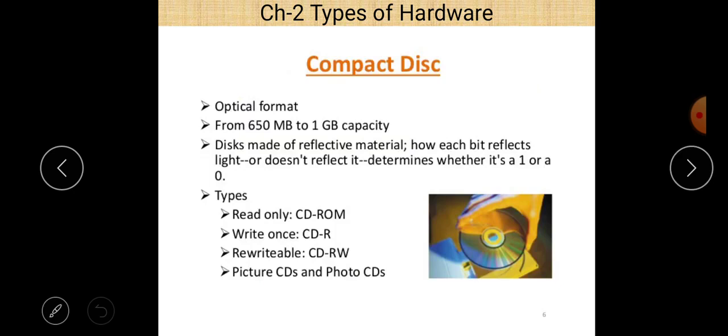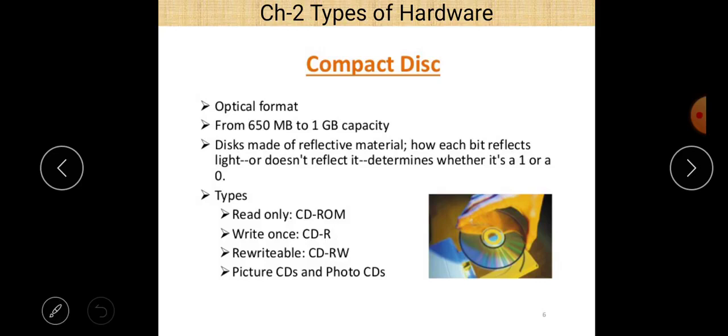Our next topic is compact disk. Compact disk is found in the optical format, and the size is from 650 MB up to 1 GB, and the disk is made of a reflective material. Whether each bit reflects light or doesn't reflect it determines whether it is a 1 or a 0. The types are CD-ROM, CDR, read-writable CDRW, picture CD, and photo CDs, simply CDs. These are the different types of CDs.